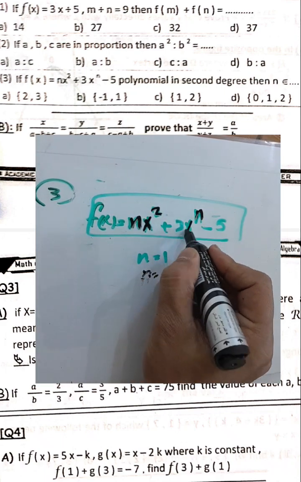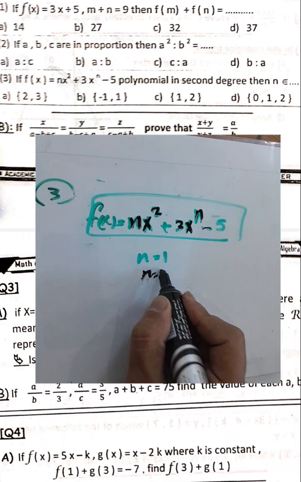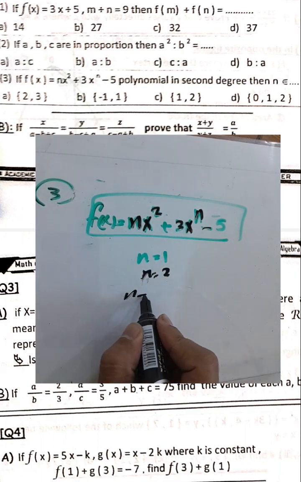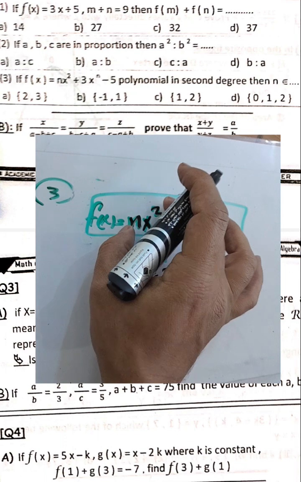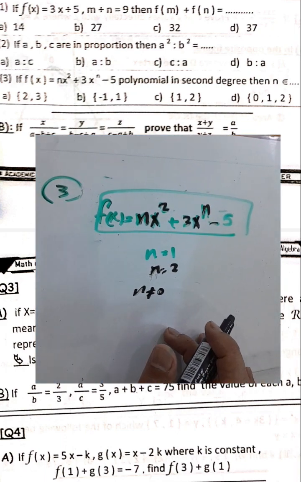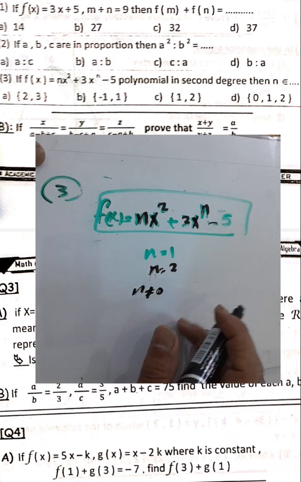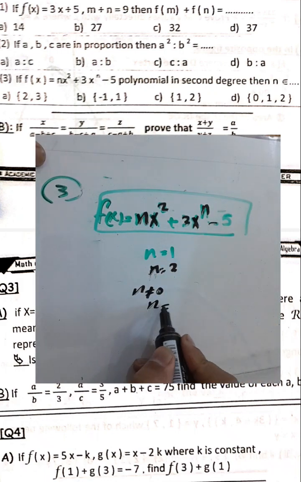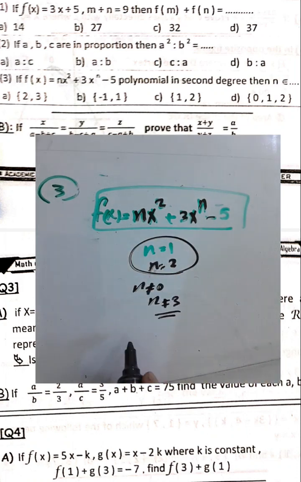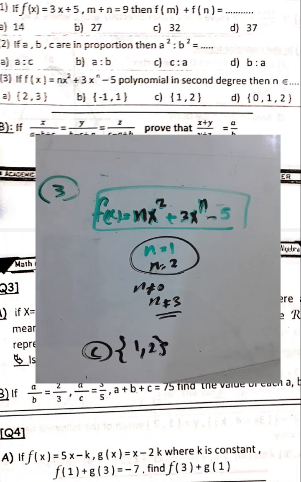Or write n equal 2. We can write 2 here and 2 here. We have two solutions. But if we put n equal 0, no, not equal 0, because if we put 0 it will be cancelled, then it will be 1. So n not equal 0, but we have 1 and 2. And n not equal 3, because he tells us in the example the polynomial is in the second degree, then n will be 1 and 2, then the solution set will be 1 and 2. Choose letter C. Okay.